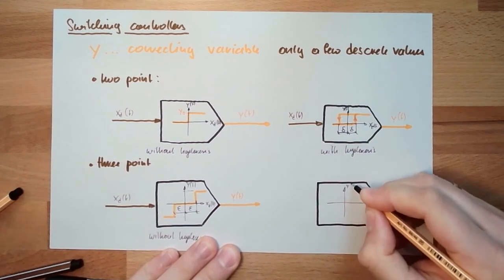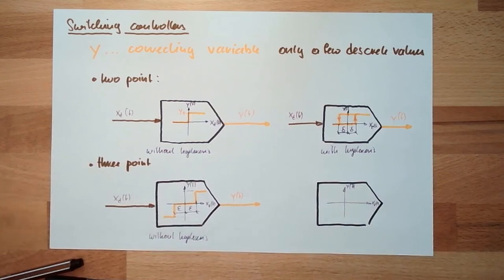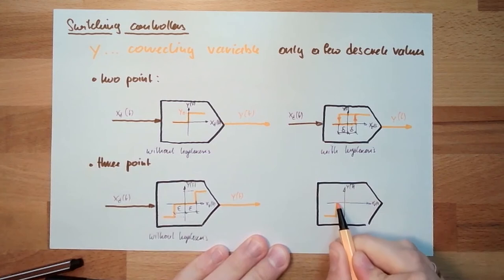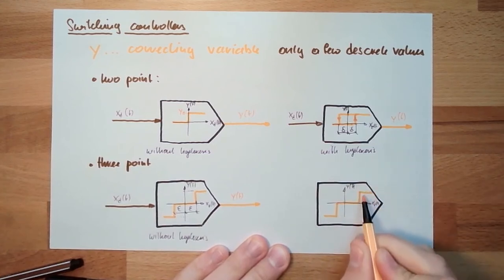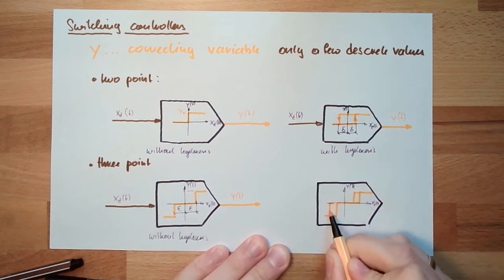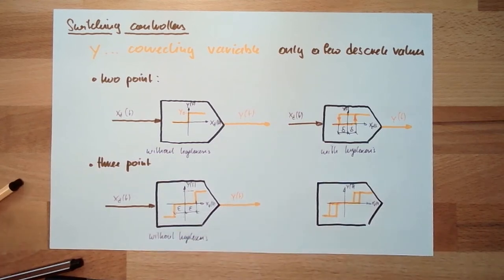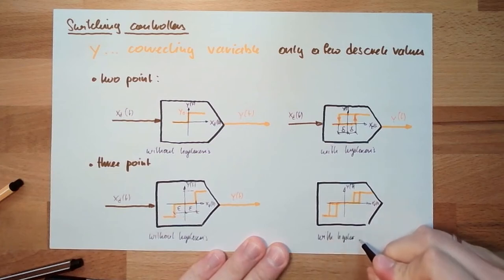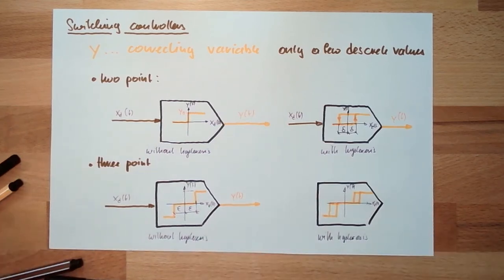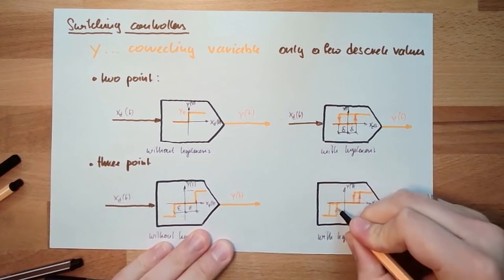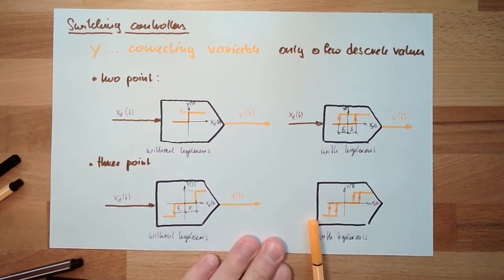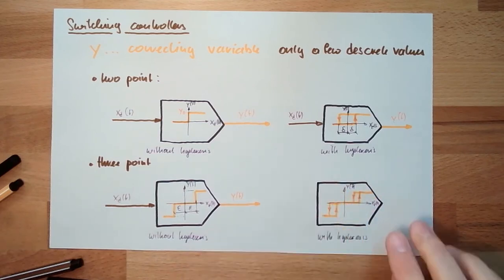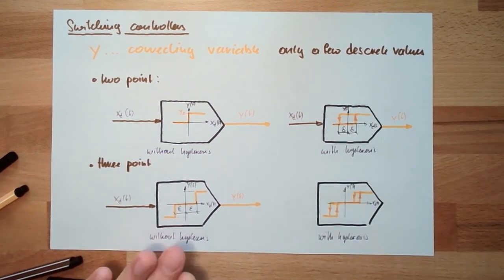XD, Y. Coming here, we switch; coming here, we switch. Coming down, we switch a little bit later; coming down, we also switch a little bit later. Okay, that's with hysteresis. I will also draw the arrows so that we know in which direction this is moving. So if we're going up, we switch here, later. If we're going down, also later. There are two times this hysteresis here. With hysteresis.